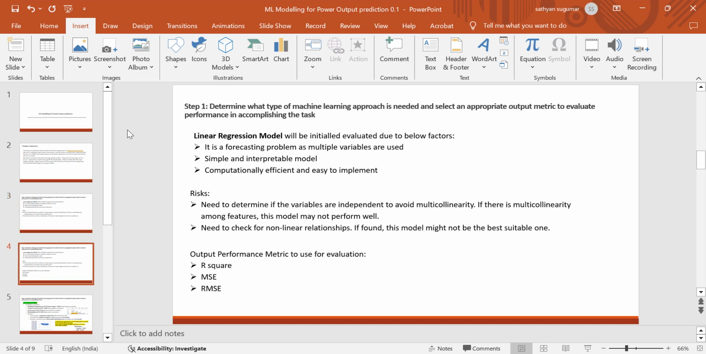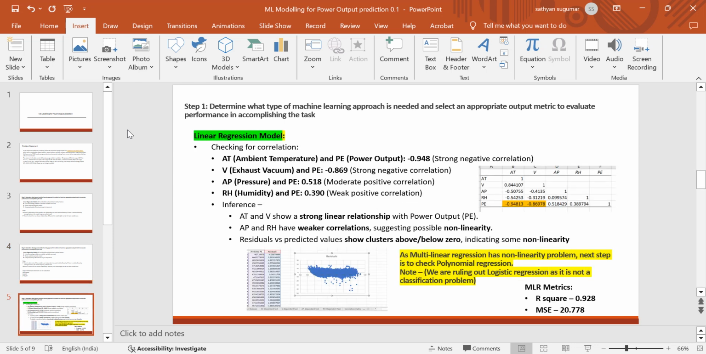So the output performance metrics associated to this model are R square, and also we have the mean square error and the root mean square error. So the analysis of the linear regression model is shown here in the slide. We are first determining the correlation between these factors with respect to the output. The ambient temperature and exhaust vacuum, though those are negatively correlated to the output, are strongly correlated here. And if you consider the pressure and humidity, they are moderately or weakly correlated.